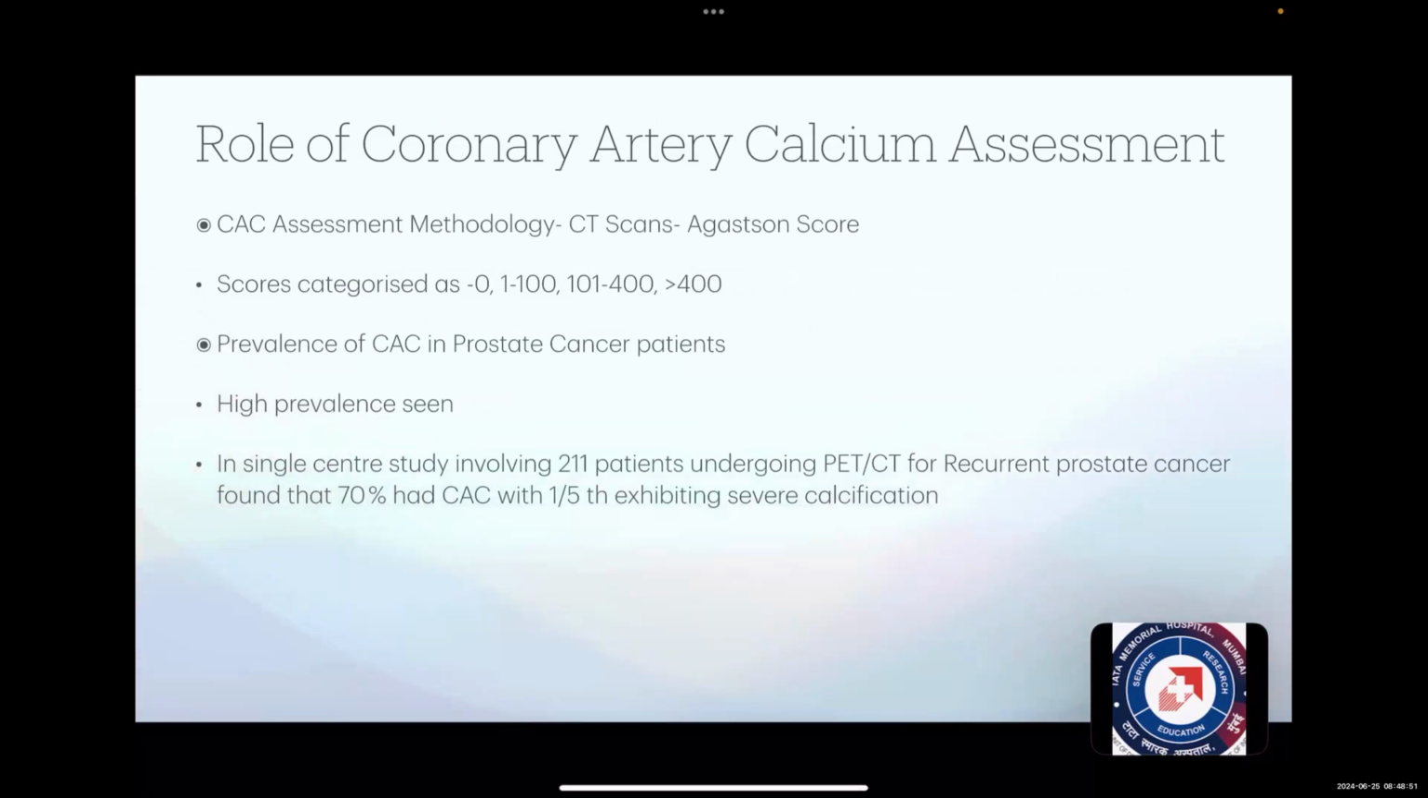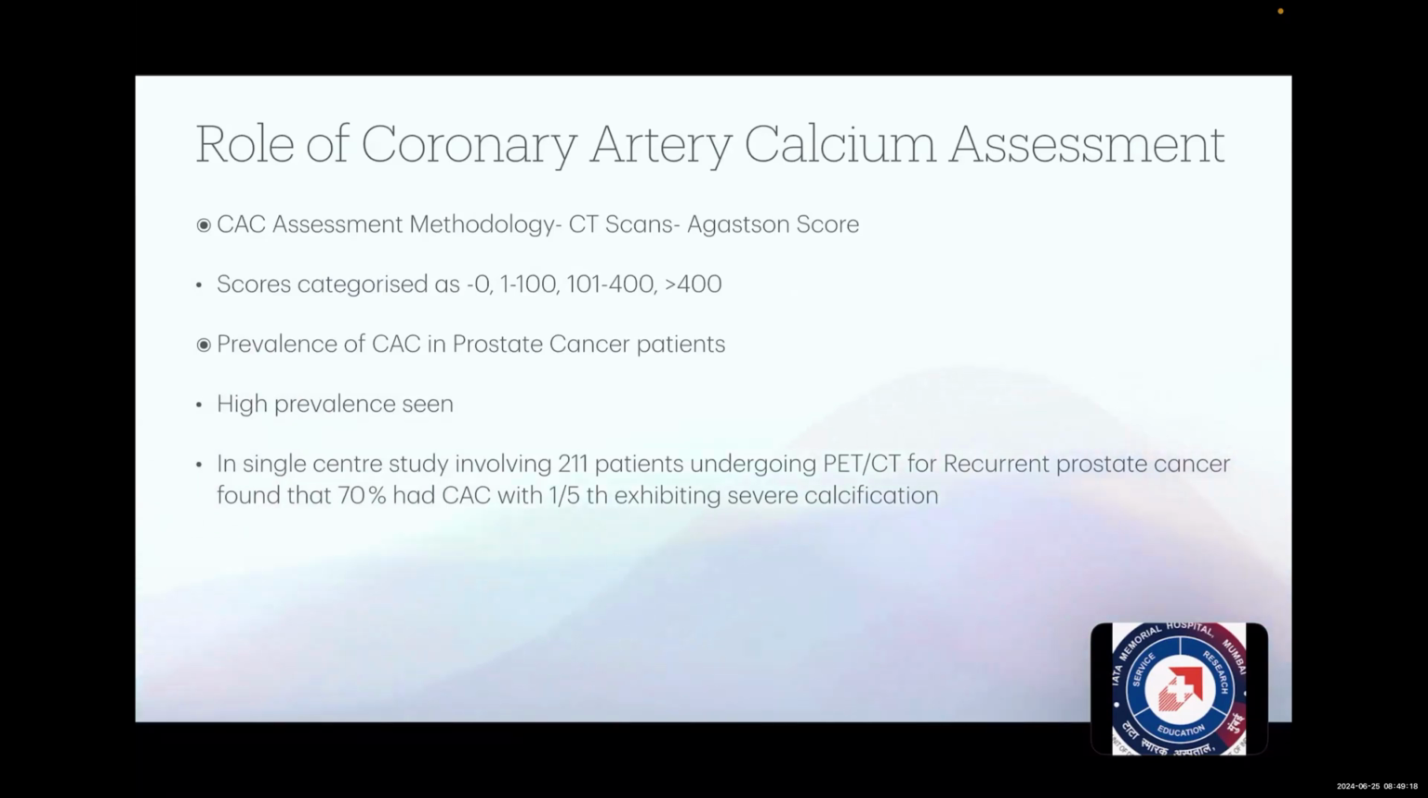The next topic is the role of coronary artery calcium assessment. Importance of coronary artery calcium in risk stratification. The CAC assessment has emerged as a pivotal tool in redefining cardiovascular risk stratification, particularly for patients who are getting initiated on ADT. The presence and extent of the CAC can significantly impact clinical decision making and risk management strategies.